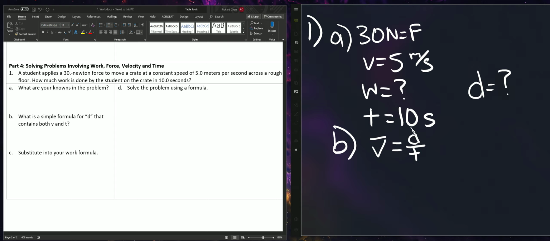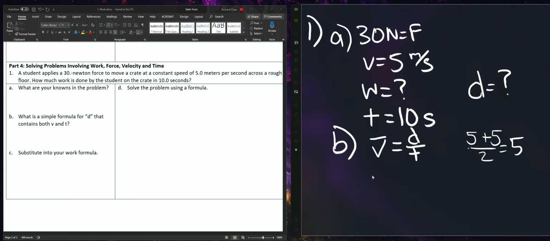V bar is D over T. And why can I use V bar? Why can I use average velocity and not VF or VI? Because it says constant speed. If my speed is always going to stay the same, let's say in 1 second my speed is 5, and in another second it's another 5. Well, the average of these two velocities, 5 plus 5 divided by 2, is still 5. So if you have a constant speed, your average speed is just that number.